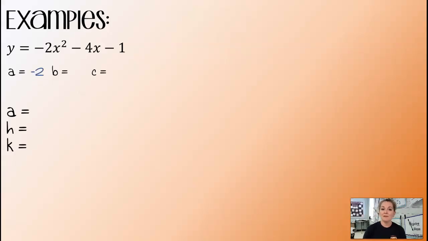I immediately start thinking about what my a, my b, and my c is. My a is the one in front of the x squared, my b is in front of the x, and my c is the one that's by itself. So my a is negative 2, my b is negative 4, and my c is negative 1. My a is the same. My a is negative 2, so I'm going to go ahead and write that I need my a, my h, and my k. And I already know my a is negative 2.